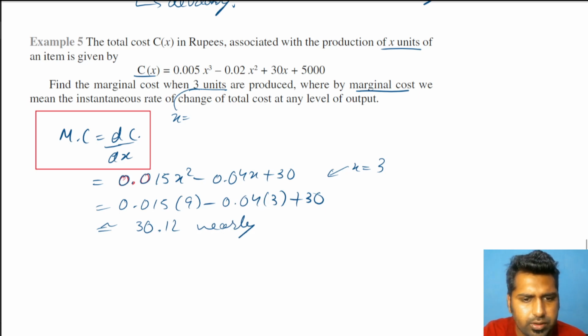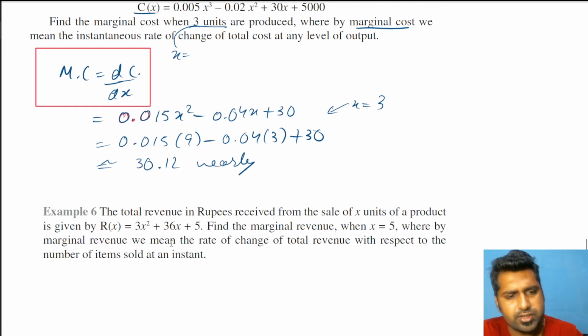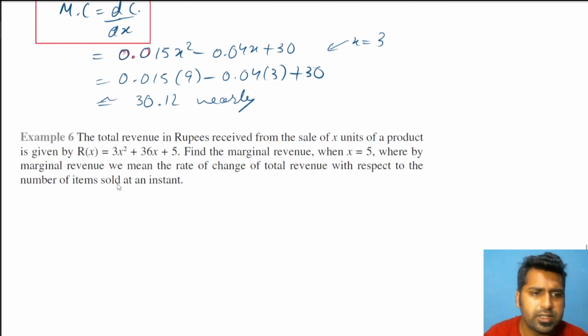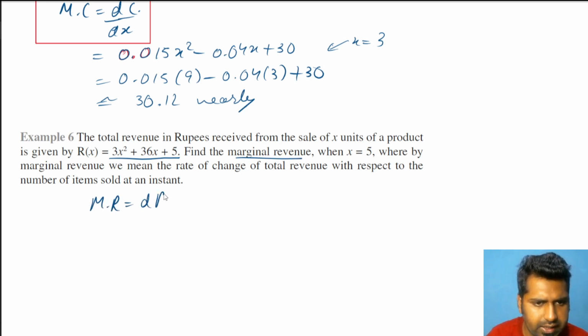Same thing you can do with your revenue also. Okay, marginal revenue. Same thing, same meaning. Whenever the word marginal comes, means you have to differentiate. That's the overall conclusion from this. Revenue generated by some sale of units. Okay, something you are selling and you are getting revenue generated. So he's asking for marginal revenue. So again, marginal revenue is nothing but dR by dx, the revenue generated with respect to x. Take that as your formula.